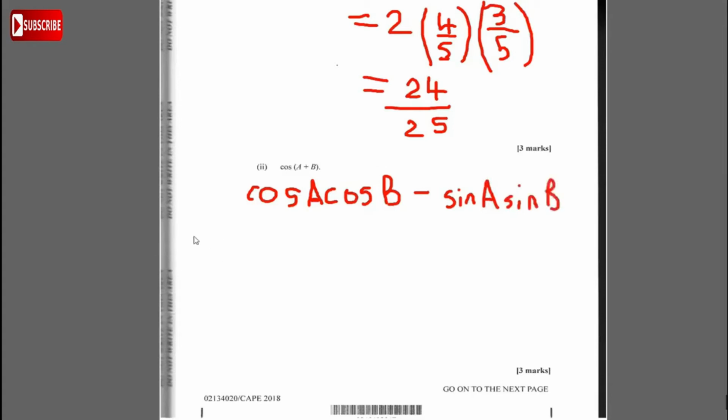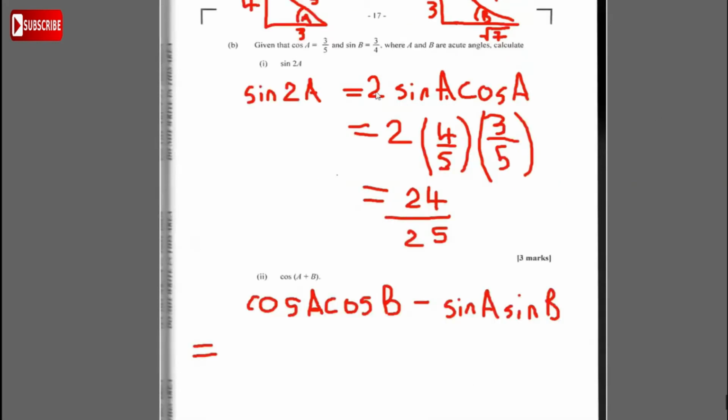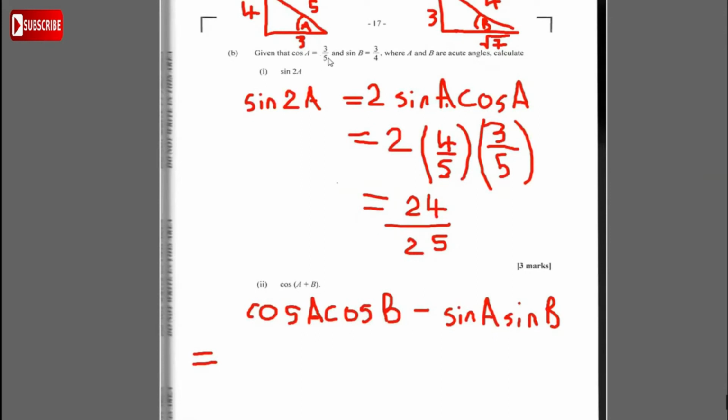Cos A cos B minus sine A sine B. So that's going to be equal to cos A cos B. Cos A is 3 over 5. Cos B, from this triangle, cos B will be adjacent over hypotenuse, which is root 7 over 4. So cos A, 3 over 5. Cos B, root 7 over 4. Minus sine A sine B.